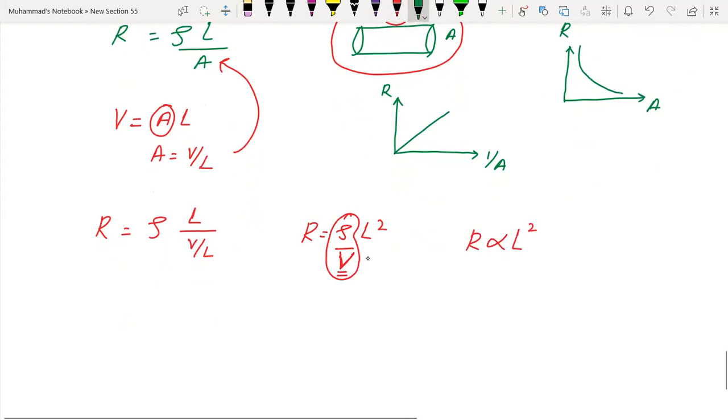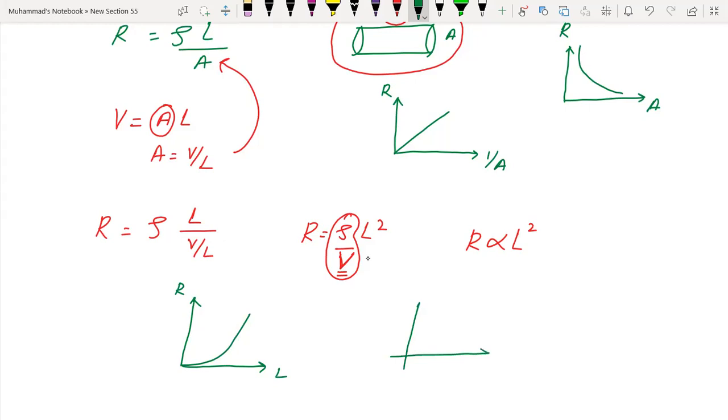So resistance is directly proportional to L square. So if you plot a graph of L versus resistance, then you will have this type of graph. And if you plot a graph of L square versus resistance, you will have this type of graph.